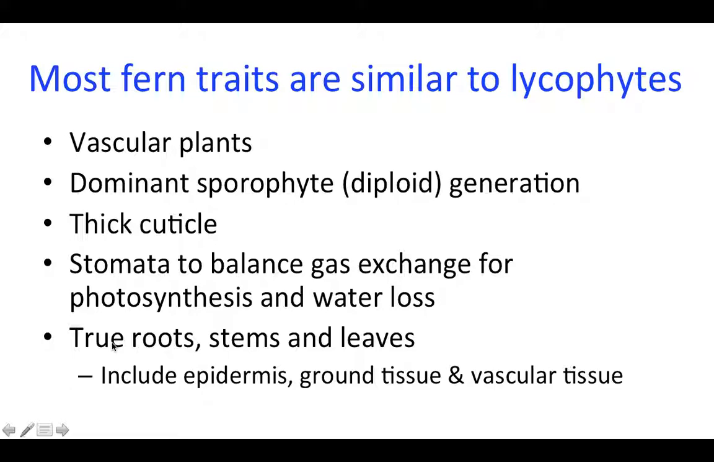Remember that the lycophytes had true roots, true stems, and true leaves. That was the first group to have these structures. This is also true of the ferns. And remember that when we say true roots, stems, and leaves, what we're saying is that there are three different kinds of cell tissues: epidermal tissue, ground tissue, notably parenchyma, and vascular tissue. So most of the traits are similar between ferns and lycophytes.